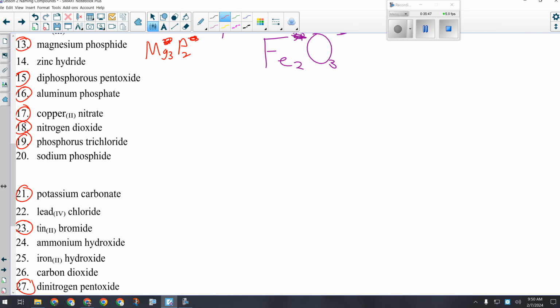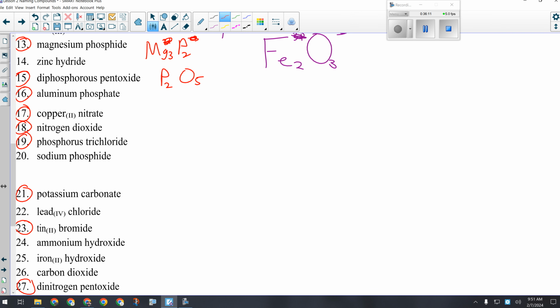All right, number 15, diphosphorus pentaoxide. As soon as I see prefixes, I know it's molecular. All right, and that makes it easy. Phosphorus is P, di is 2, oxide is O, penta is 5, P2O5. Okay, so we don't really have to think too much with those. We just have to read the prefixes and put the appropriate number in.